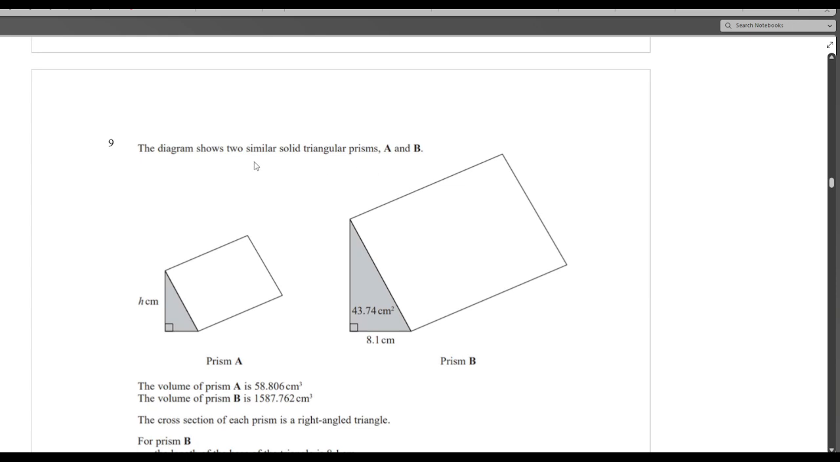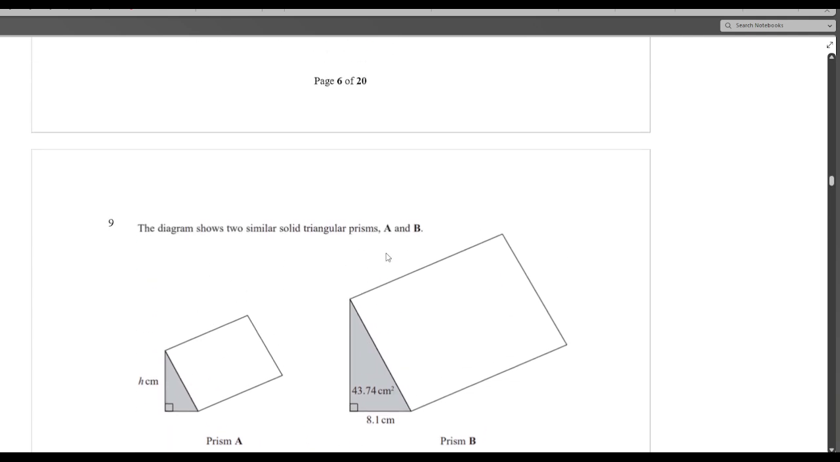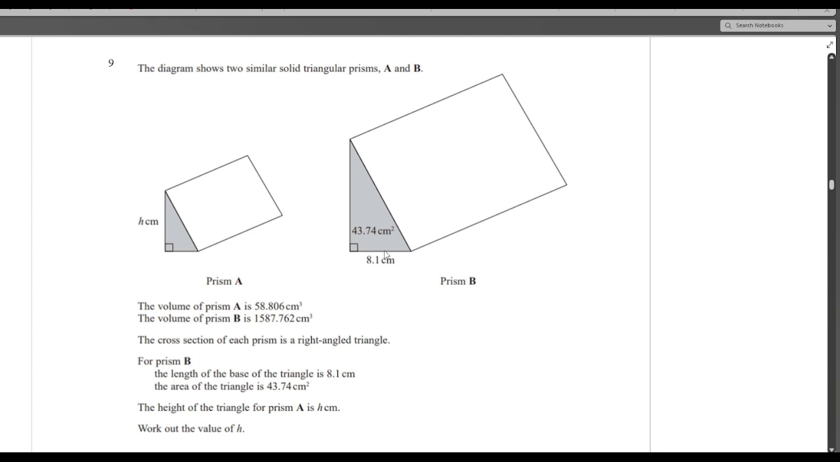Now question number 9. The diagram shows two similar solid triangular prisms A and B. The volume of prism A is given, and the volume of prism B is also given. The cross-section of prism A is a right angle triangle. For prism B, the length of the base is given, the area of the triangle is given, and the height of the triangle for prism A is given as h. We have to work out the value of h. Here they are similar solids, so their corresponding sides have the same ratio.